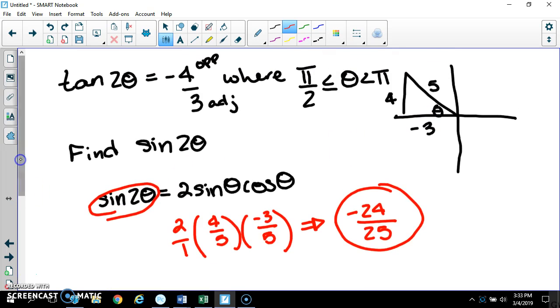So again, if I just doubled this angle, this would be the sine of that new angle that I have. So it's really not too bad. It's more just figuring out which quadrant you're in, finding the missing side by using the Pythagorean theorem, and then plugging it into the equation. It's not more complicated than that. Don't overthink it, okay?